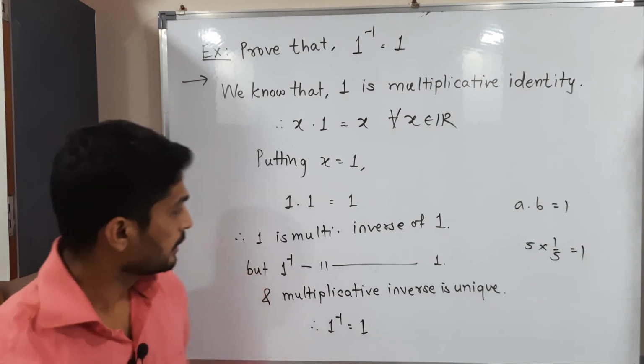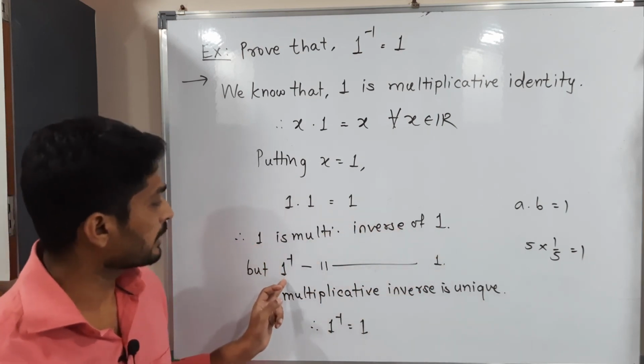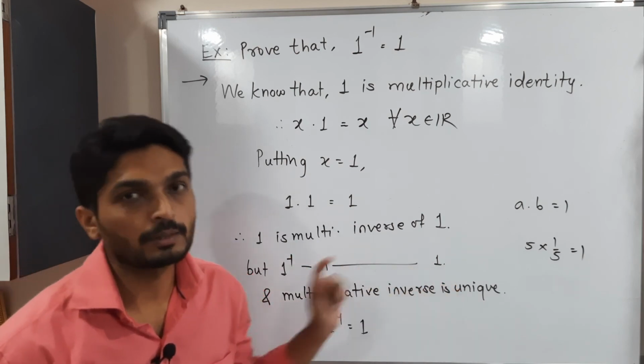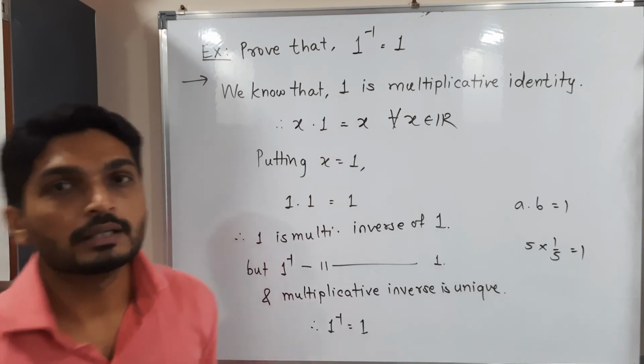You understood now? So we are saying 1 is also the multiplicative inverse of 1 and 1 raised to minus 1 is also the multiplicative inverse of 1, but it is only one, unique. So that's why these two are same. So in this way we have completed this example.